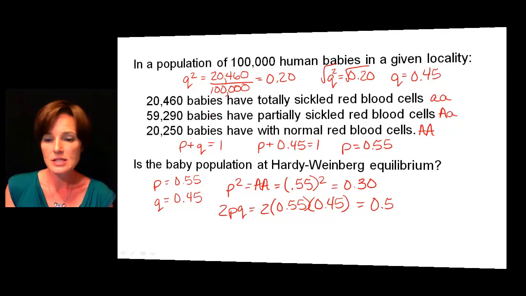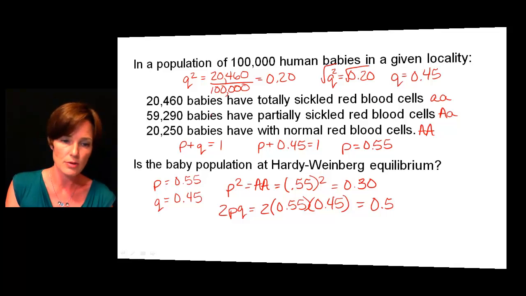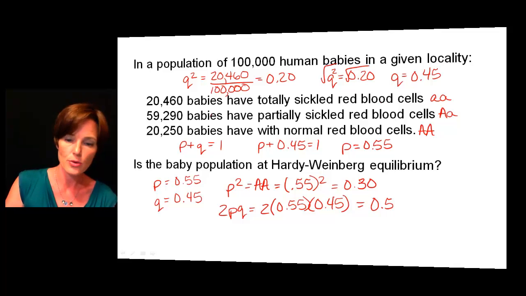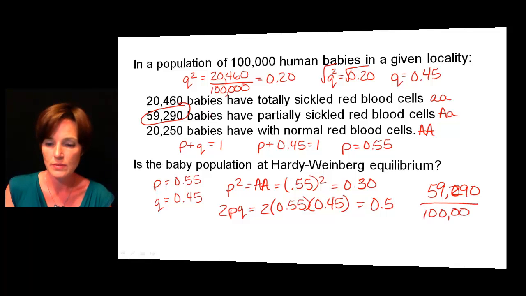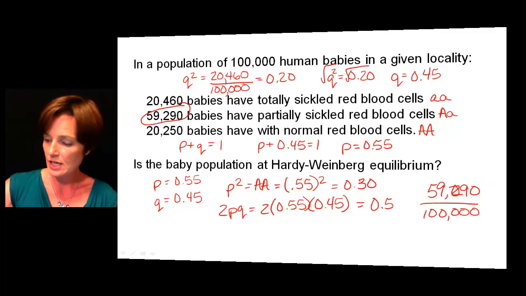And so if we look at all of this, let's go back to the babies that we've got here. Look at the heterozygous ones. Heterozygous, we've got this many. Divide that out and see what percentage of heterozygous individuals we actually have. So 290 over 100,000. What's the frequency of that?